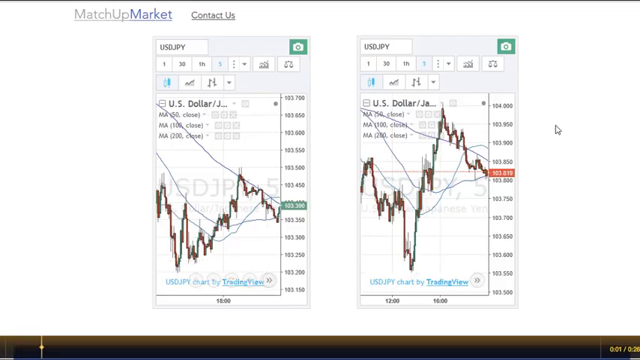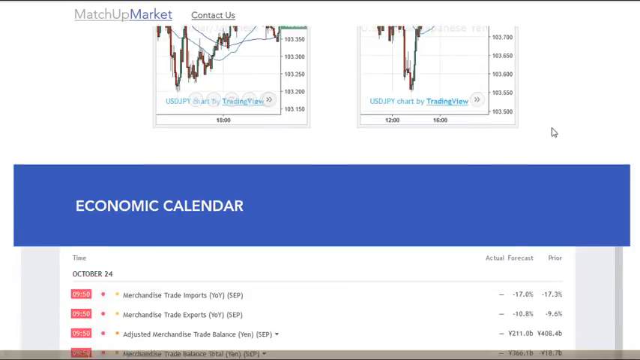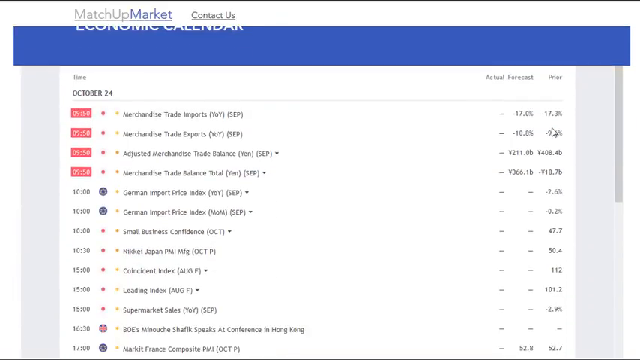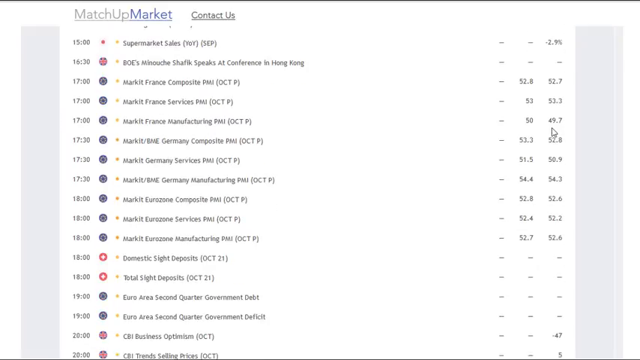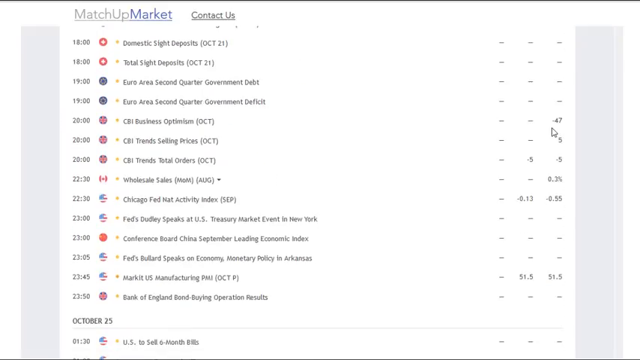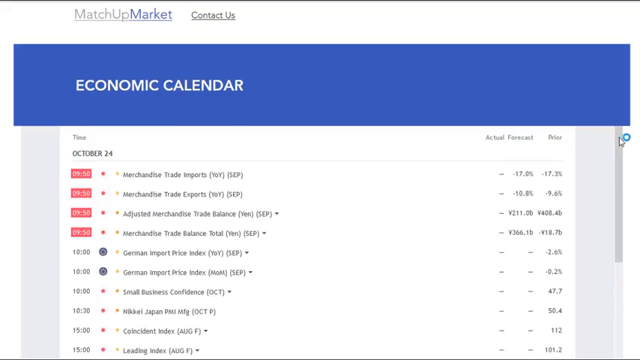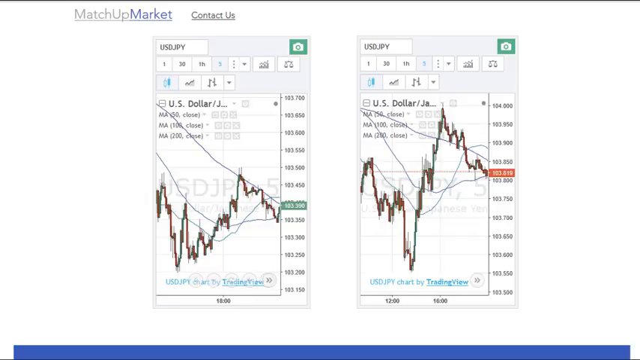Okay, and the other cool thing about Matchup Markets is underneath the charts we have an economic calendar. Now this is simply great to make sure you don't enter a trade at the wrong time. If there's a news event happening right before you trade, I would suggest not taking it, as prices spike, etc. So that's about it.